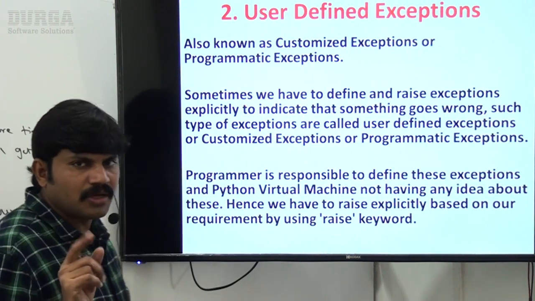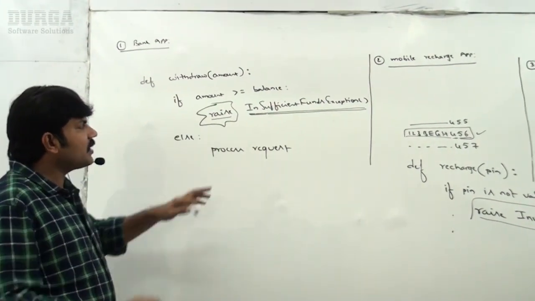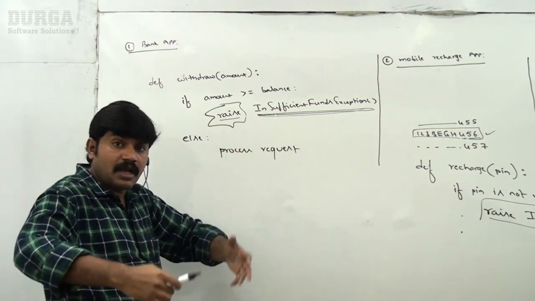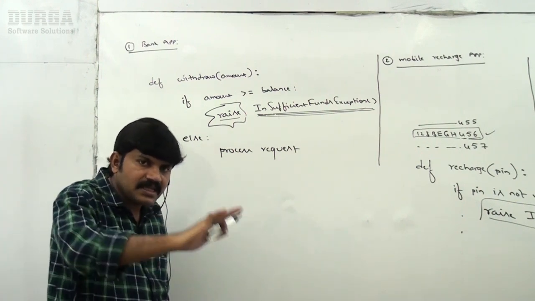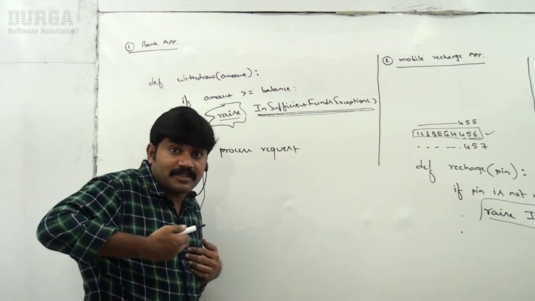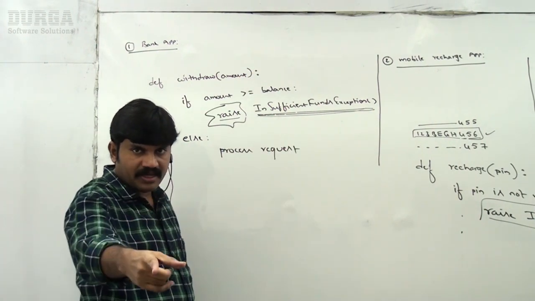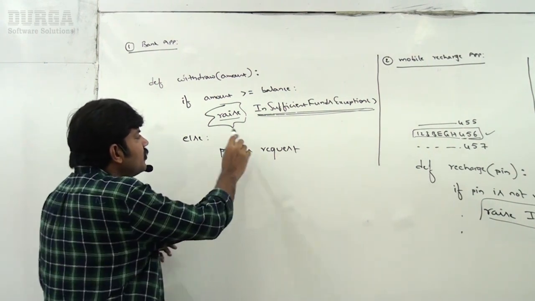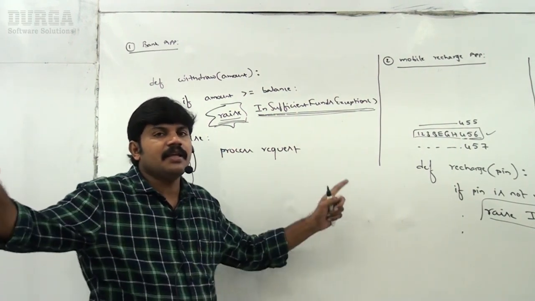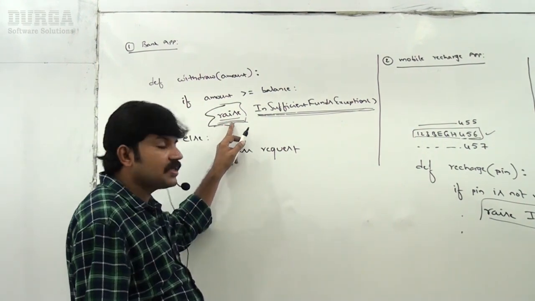Sir, now I have one small doubt. Here, if you observe these examples, who is raising insufficient funds exception? We are raising. Are you getting? I am using insufficient funds exception, I am raising. Python virtual machine doesn't have any information about our exceptions because these exceptions are not Python inbuilt exceptions, they are our own exceptions. We know when we have to raise. Python virtual machine won't raise these exceptions automatically. We have to raise explicitly by using the raise keyword. So PVM, Python virtual machine, does not have any information about these exceptions. That's why we have to raise explicitly by using the raise keyword.